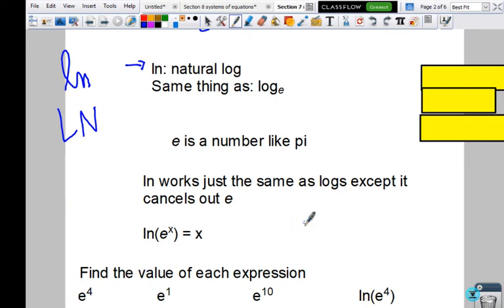It works the same as logs, except it cancels out all E's. So a natural log and an E will just cancel each other out, and you're left with whatever our exponent is. So if you ever have something like E to the X right here, and you natural log it, the E goes away and it gets canceled out. We use this log E enough that we gave it its own special little symbol, and that's Ln. So to start with, we're not going to do anything super special. We're just going to plug in some E's in our calculator here and see what those values are.